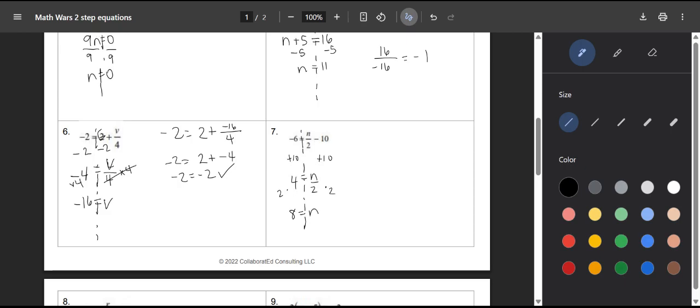Welcome back. I hope you got 8 equals n. If not, check over those steps. Pause this video and see how we can get to 8 equals n.